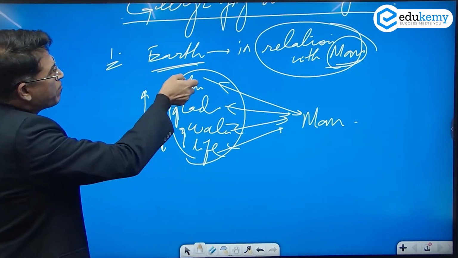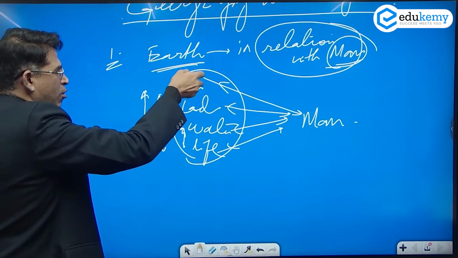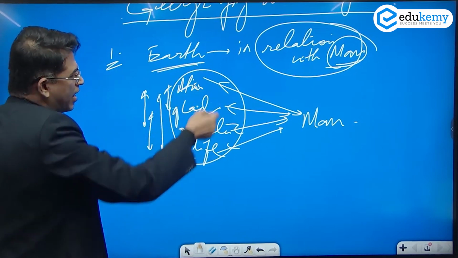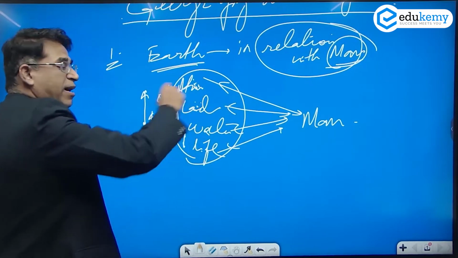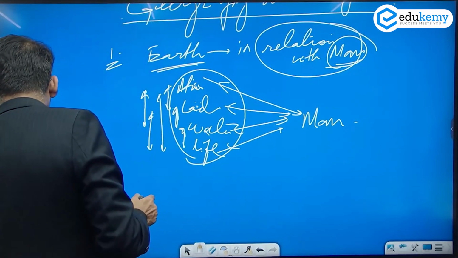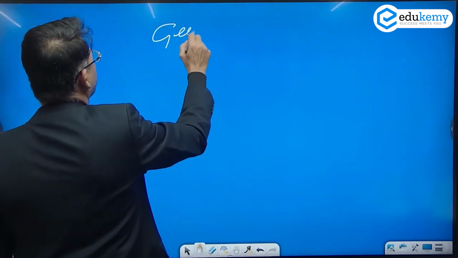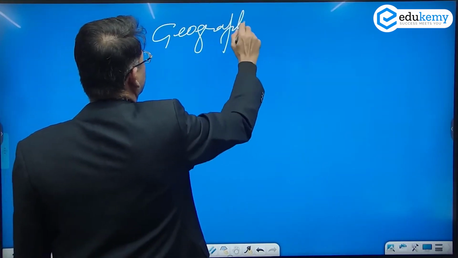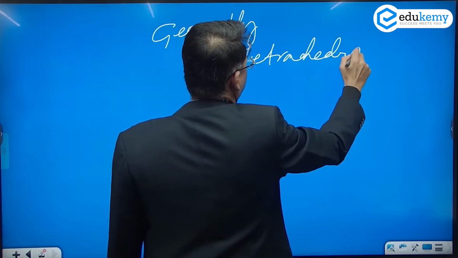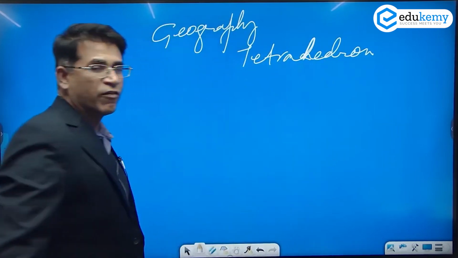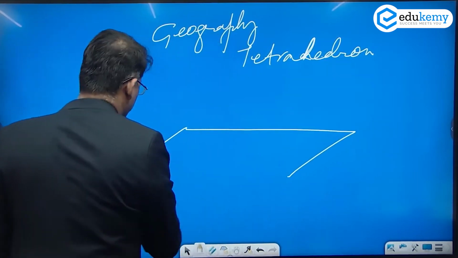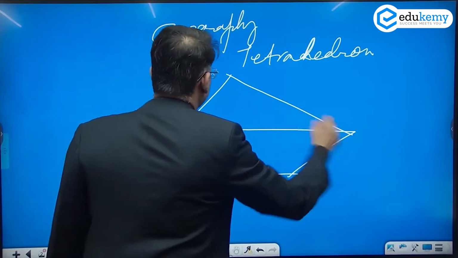How does atmosphere impact land? And atmosphere and water, and atmosphere and life, and land and water, land and life, and back again. There is a very, very popular diagram. We call this the geography tetrahedron. So I can explain what geography is on the basis of this diagram.